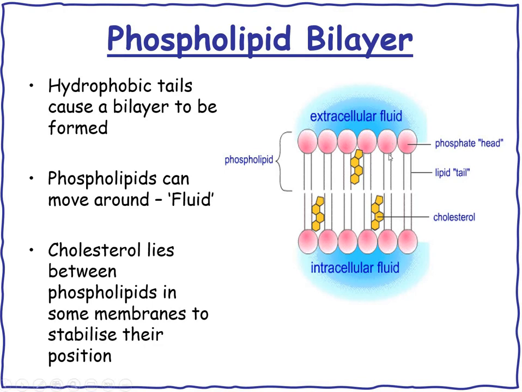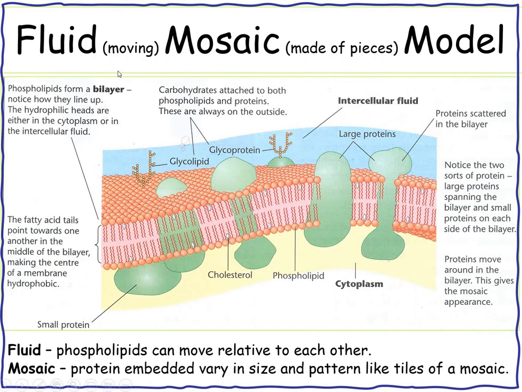And then every so often you've got some cholesterol which lies between the phospholipids in some membranes, and that provides stability. It stabilizes their position. So the fluid is from the moving part, the fact that the phospholipids move, as do the proteins around the membrane. And the mosaic is the fact that it's made of pieces like these proteins, glycoproteins, etc. are scattered in the bilayer.